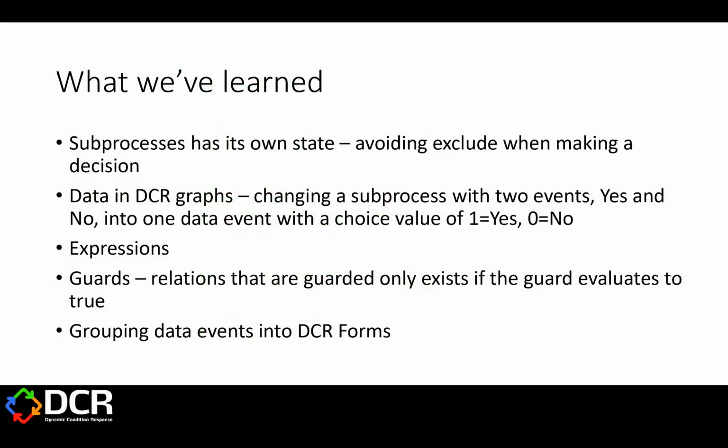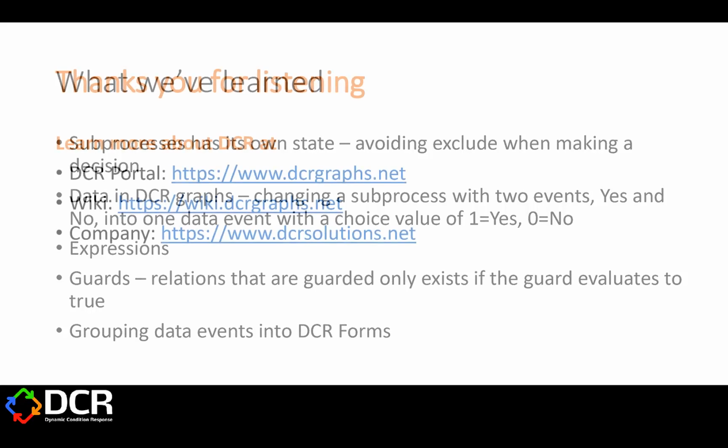We have seen that subprocesses have their own state, avoiding exclude when making a decision. We've seen data in DCR graphs, and changing a subprocess with two events, yes and no, into a data event with a choice value of yes and no makes it easier. We briefly touched upon expression language and guards, and relations that are guarded are only considered part of the graph if the guard evaluates to true. And finally, we've seen how we can group data events into DCR forms.